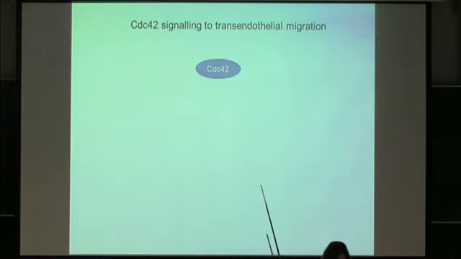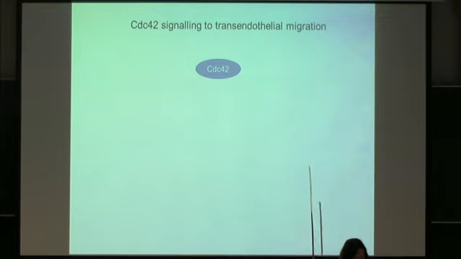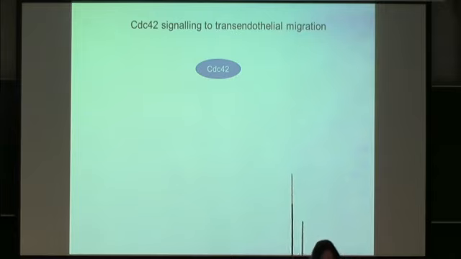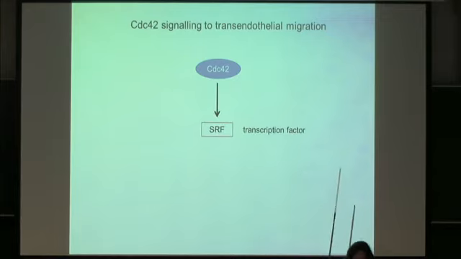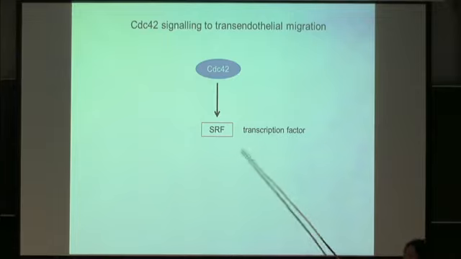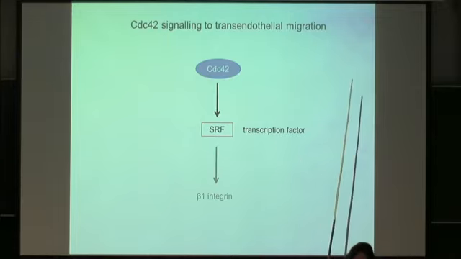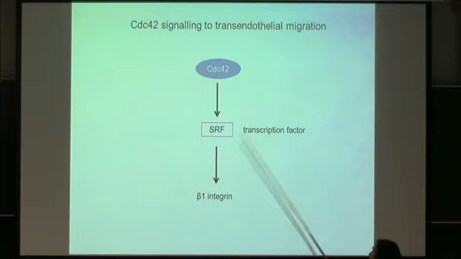So we needed to work out what CDC42 was doing that was affecting attachment to both the endothelial cells and to the extracellular matrix, which is important for the subsequent stage of transendothelial migration. So I'm not going to go through the whole signaling and the results, but what CDC42 does, we found out, is to regulate transcription of a protein called beta-1 integrin, so an integrin.